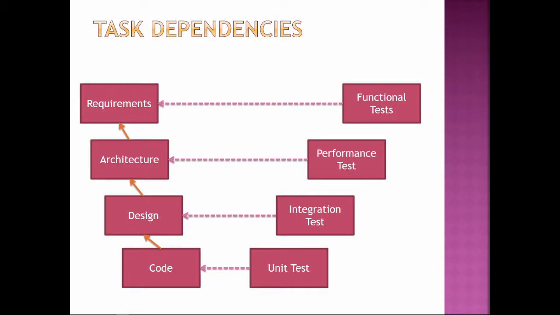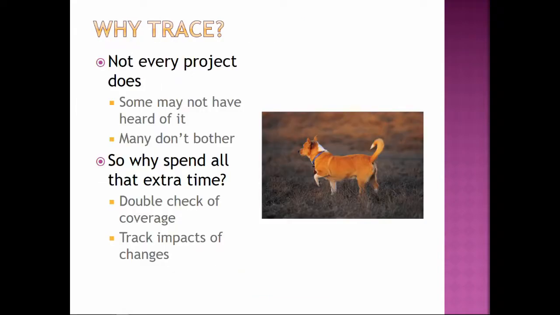So if I change a requirement, that's going to possibly impact my architecture, probably impact my design, and certainly is going to impact my code. And so if I can go through and say, if I change this requirement, what code is impacted by this? That's a useful approach. It's a useful understanding. If I say, these are the things I've tested, which parts of the code did I test? That's also very useful.